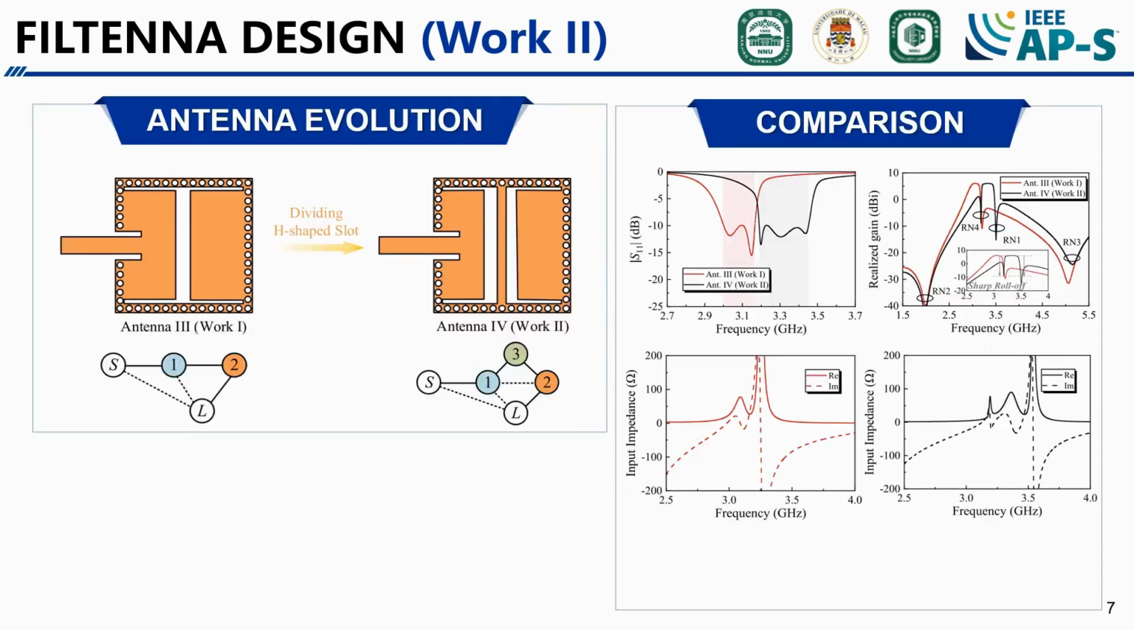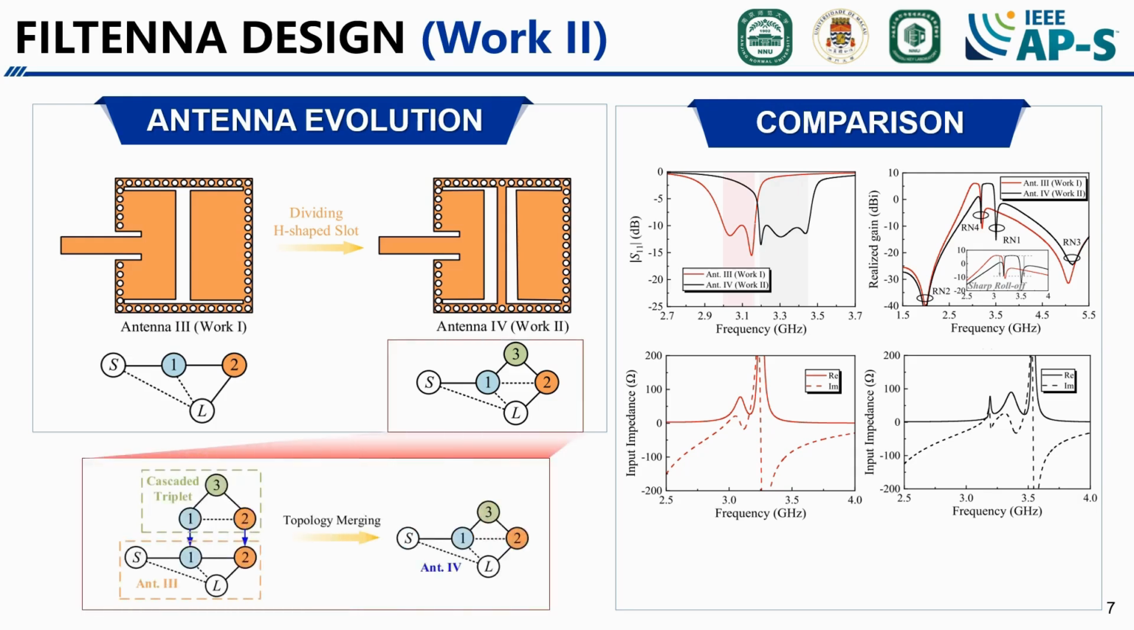Building on work 1, we propose work 2. By dividing the H-shaped slot into two opposing C-shaped slots, a half-wavelength resonator is formed. This creates a CT coupling diagram with two patch resonators, introducing a radiation null in the lower stop band. The comparison shows that work 2 has a wider bandwidth and higher selectivity.